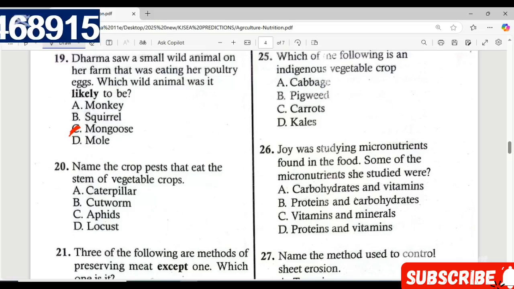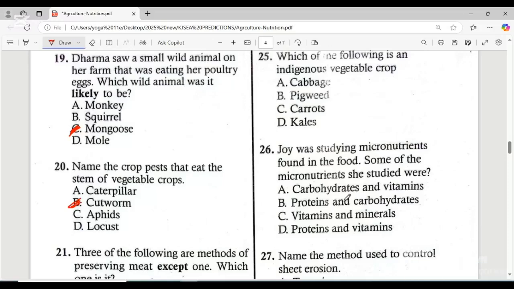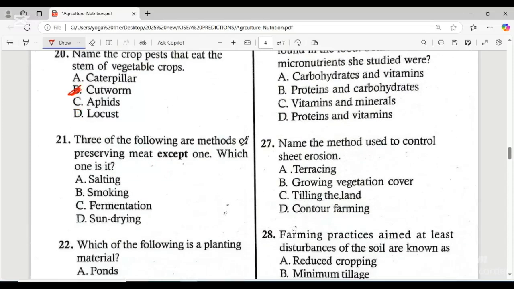Name the crop pest that eats the stem of a vegetable crop. The one that eats the stem is called the cutworm. Cutworms eat the stems of the crops. Three of the following are methods of preserving meat except one. Which one is not? Salting is there, smoking, sun drying, fermentation is not.